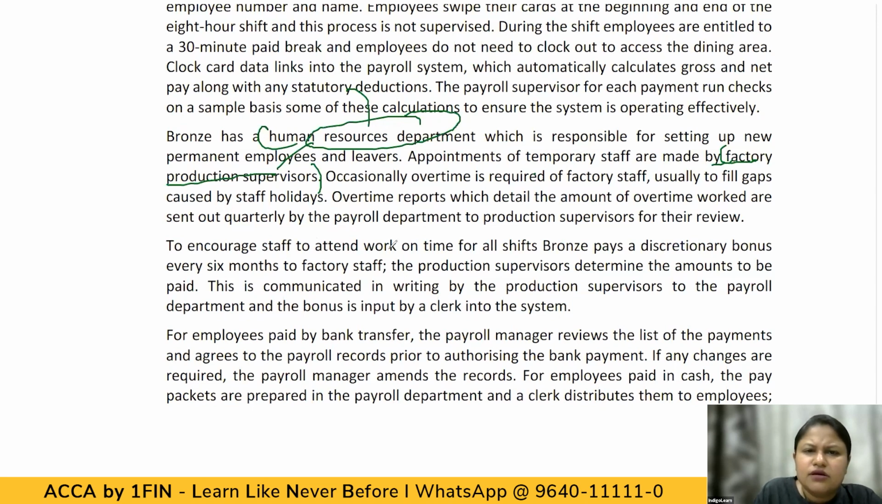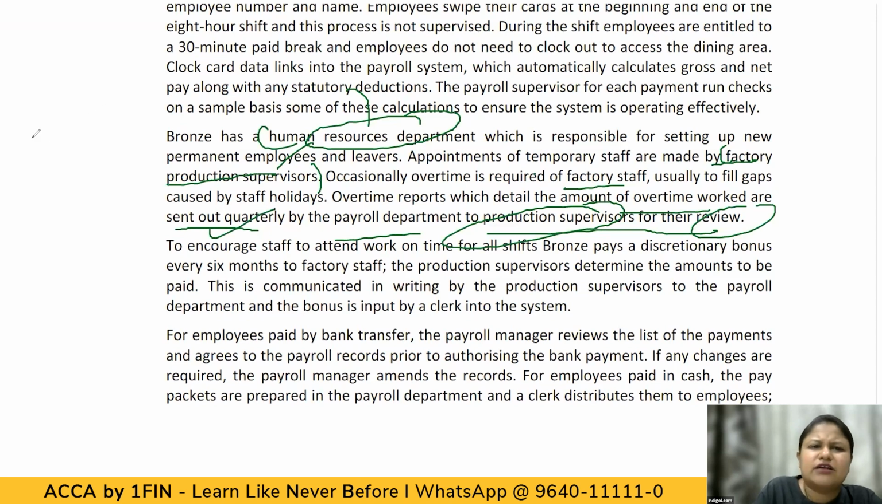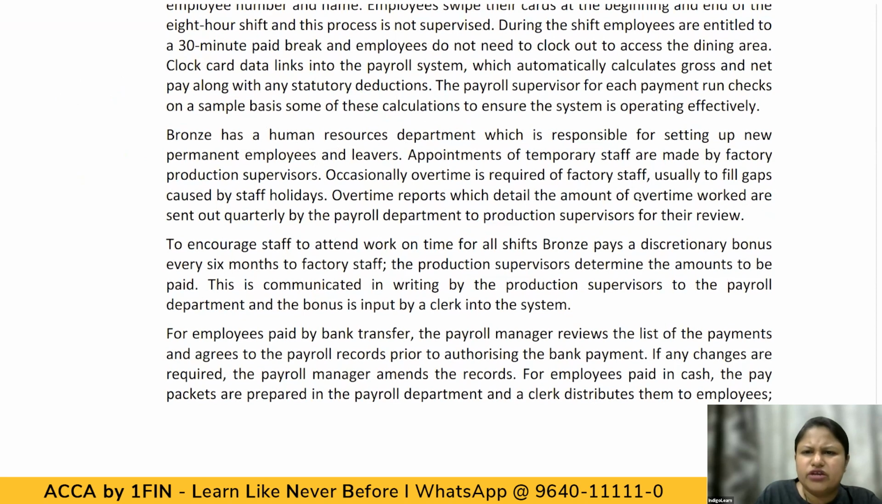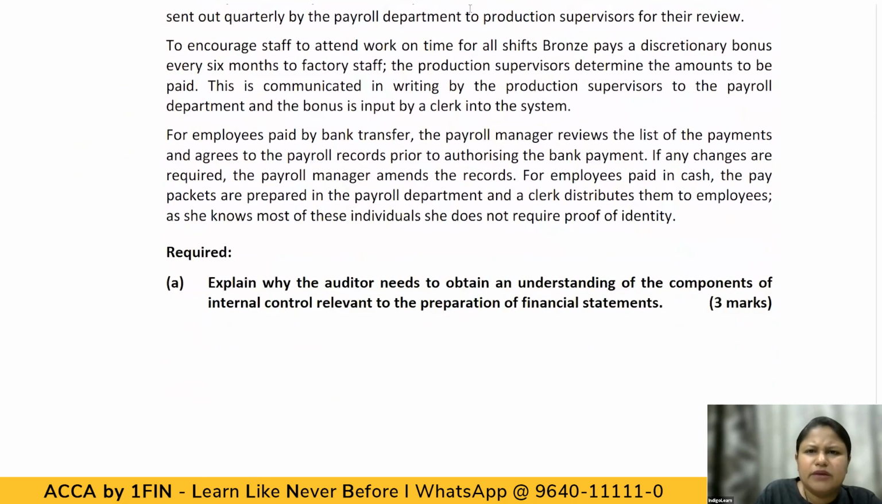Because if one particular department is handling all the employees, there could be better understanding and governance could be better. Occasionally, overtime is required of factory staff, usually to fill the gaps caused by staff holidays. Overtime reports which detail the amount of overtime worked are sent quarterly by the payroll department to the production supervisor for their review. Sending it to the production supervisor for review is a good control, but you are sending it quarterly. And as we have seen, factory workers are paid weekly. So after the payment, you're sending it for review. Bad control. It has to be reviewed weekly too. Sending quarterly, every 3 months, is a bad idea. As and when payment is done, review should also happen. So you pay weekly, but review quarterly.